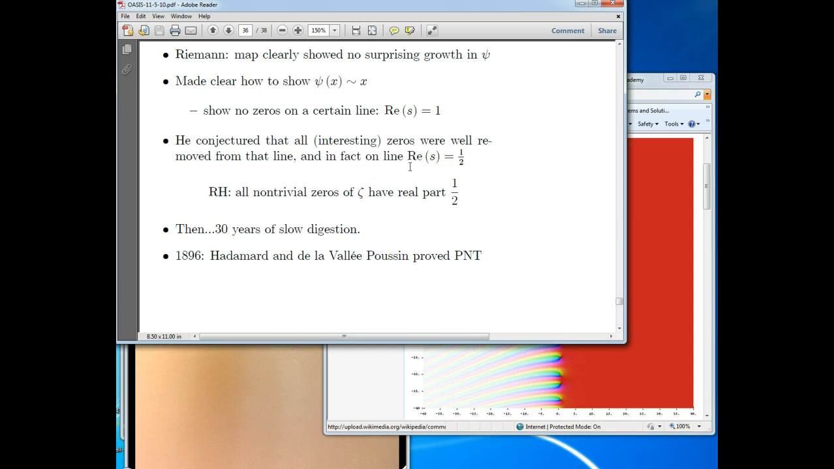He also conjectured that these guys, this says the real part of s, he said they actually have real part 1/2, exactly on the line shown in the picture. And the Riemann hypothesis says that all the non-trivial zeros of zeta, so all zeros except for ones that are totally well understood, have real part 1/2. 30 years of slow digestion follow from that.